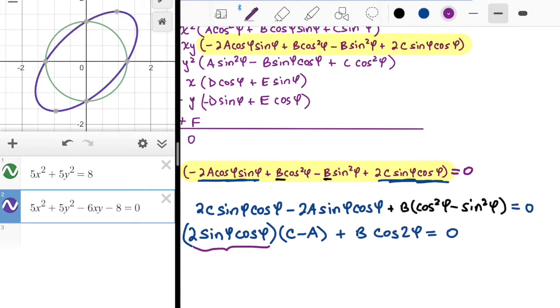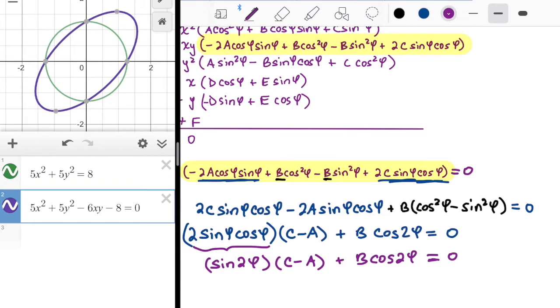Now, as it turns out, this is also a double angle identity. This is sine of 2 phi. So we're looking at sine of 2 phi times C minus A plus B cosine 2 phi. Now, if we could only solve this for the value of phi, we would be able to determine, based off of coefficients, what the angle of rotation is for a rotated ellipse, or depending on the conic, whatever the conic is.